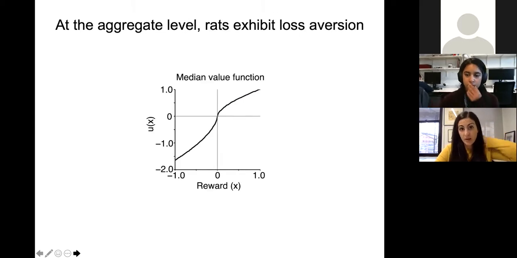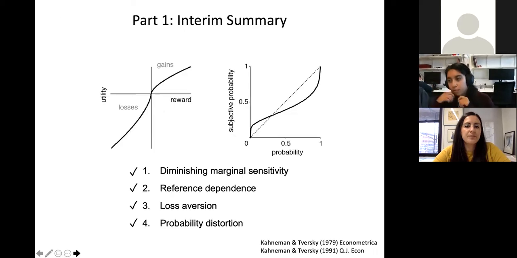Okay, and at the aggregate level, this is the median value function for all of the rats. We did see a steeper slope for the loss function compared to the gain function, consistent with loss aversion. So in this current biology paper, we basically showed that the rats exhibit all of the key features of prospect theory. That's really exciting because it means we can leverage the toolkit in rats to start to interrogate the neural basis of these phenomena. My lab is really focusing on reference dependence at the moment.